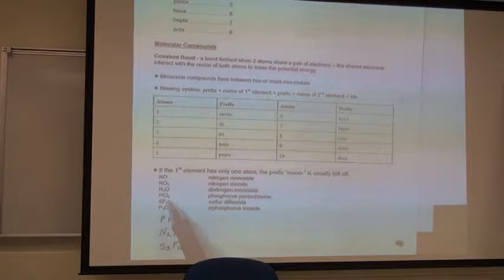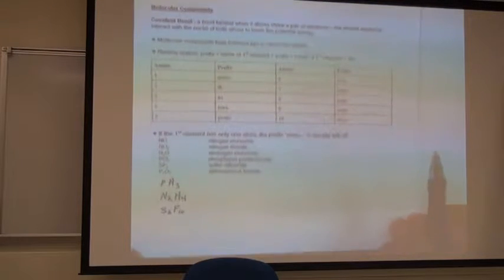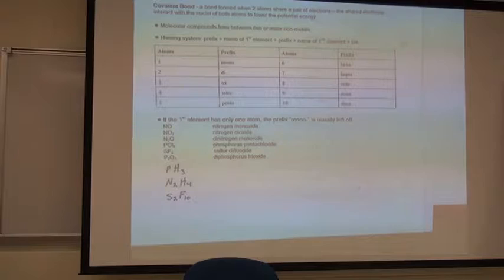PCl5 is phosphorus, and there's 5, so it's pentachloride. You do stick the IDE ending at the end because it sounds way cooler that way. That's why they did that. Honest. Okay, SF2, sulfur difluoride. P2O3, diphosphorus trioxide. And now I'm going to let you guys name these. Just for fun. I didn't want to have all the fun.